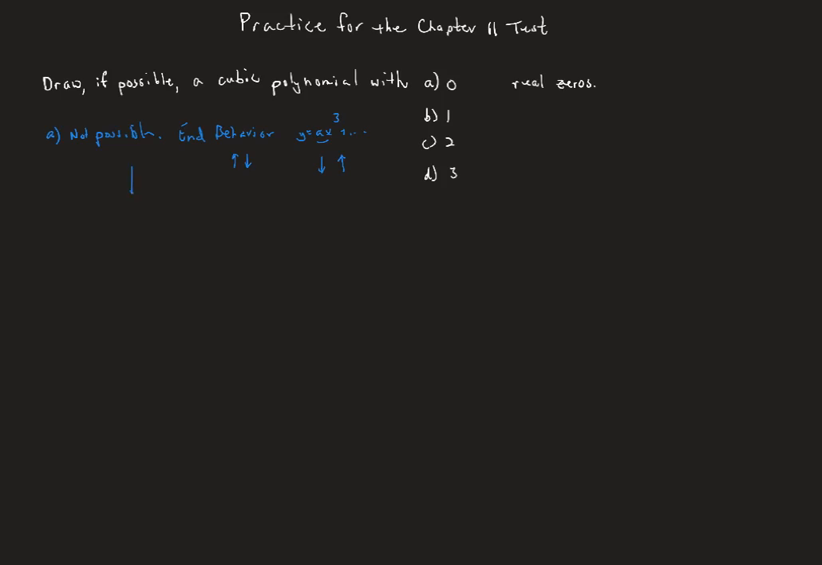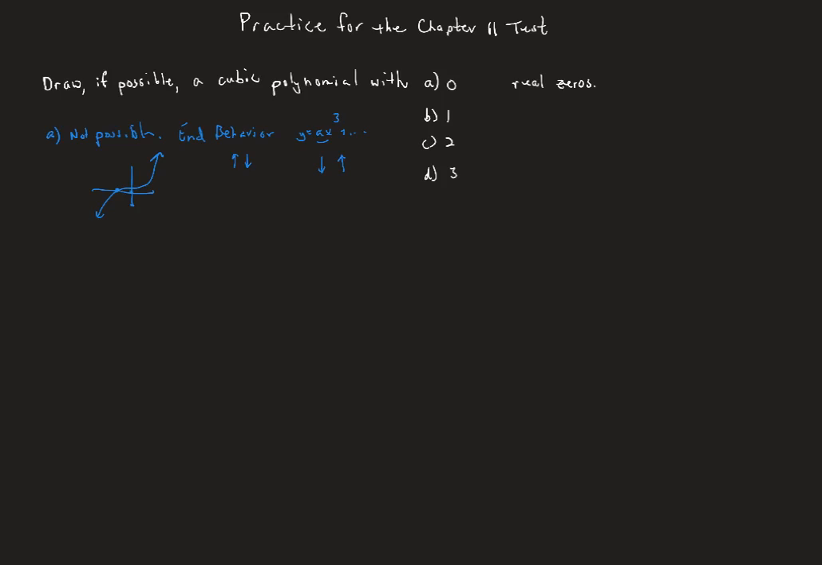So whatever else that polynomial does, it has to cross the x-axis somewhere, and where it crosses the x-axis represents a real zero. So it's not possible to draw a cubic polynomial that doesn't cross the x-axis.